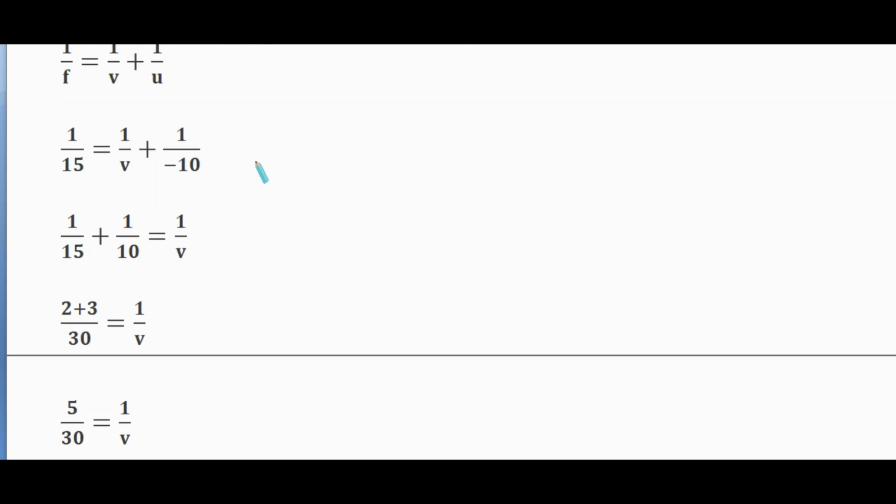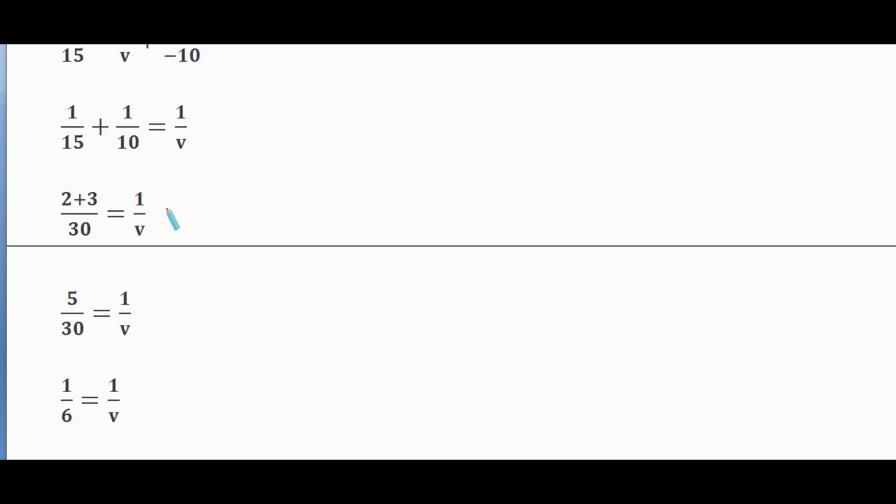On transposing this part, 1 upon minus 10, it is 1 upon 15 plus 1 upon 10, and taking the LCM of 15 and 10, we get 30, and by adding 2 plus 3 equal to 5 upon 30, it is 1 upon v. By dividing 5 by 30, we get 1 upon 6.